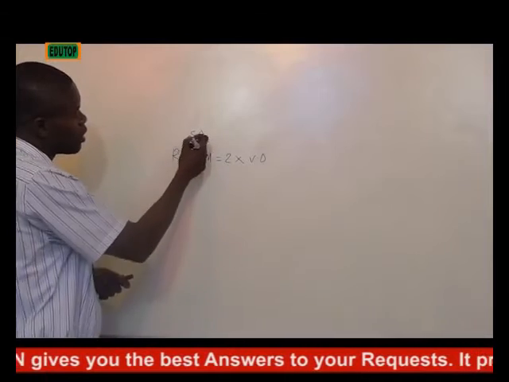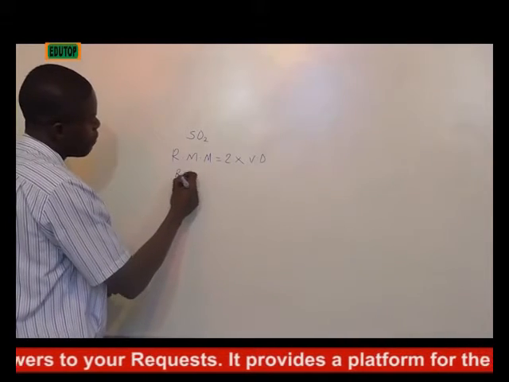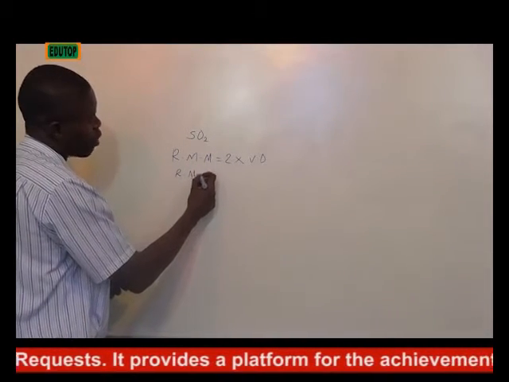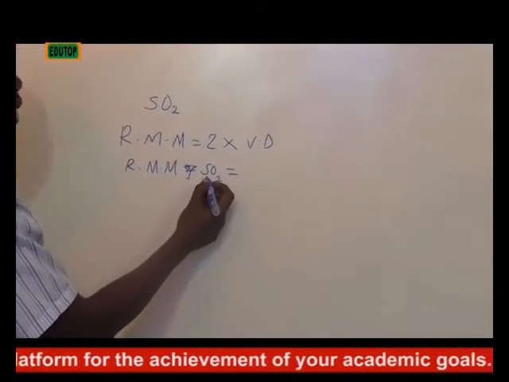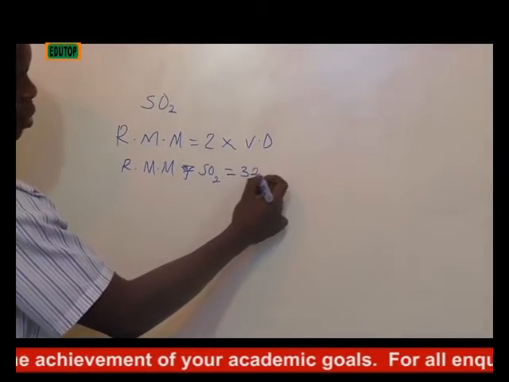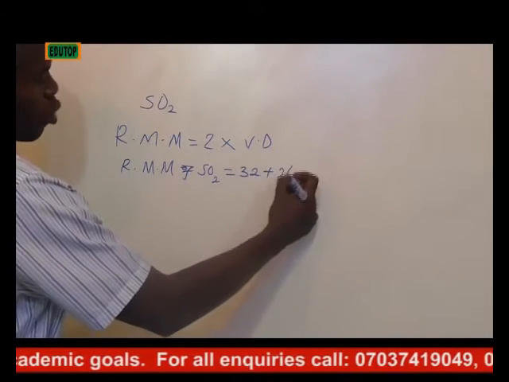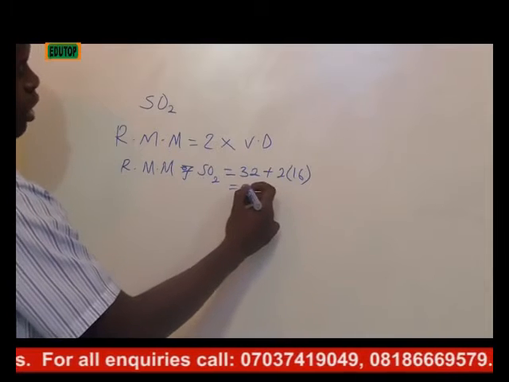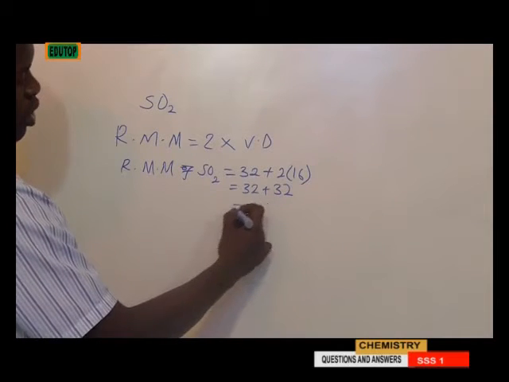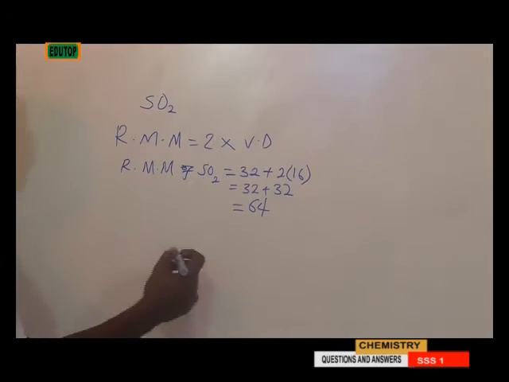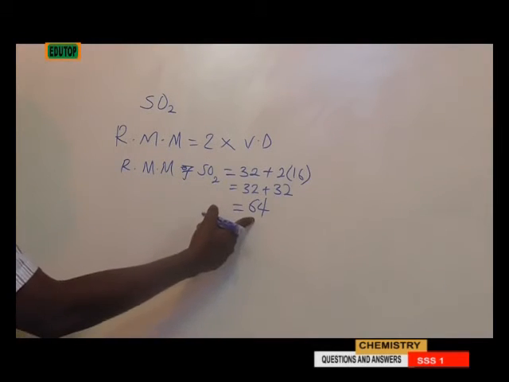Now, what is the relative molecular mass of sulfur(IV) oxide? It is equal to sulfur, which is 32, plus 2 atoms of oxygen. Oxygen is 16, so 2 atoms will be 2 times 16. You have 32 plus 16 times 2, which is equal to 64. That means the relative molecular mass of sulfur(IV) oxide is 64 grams.